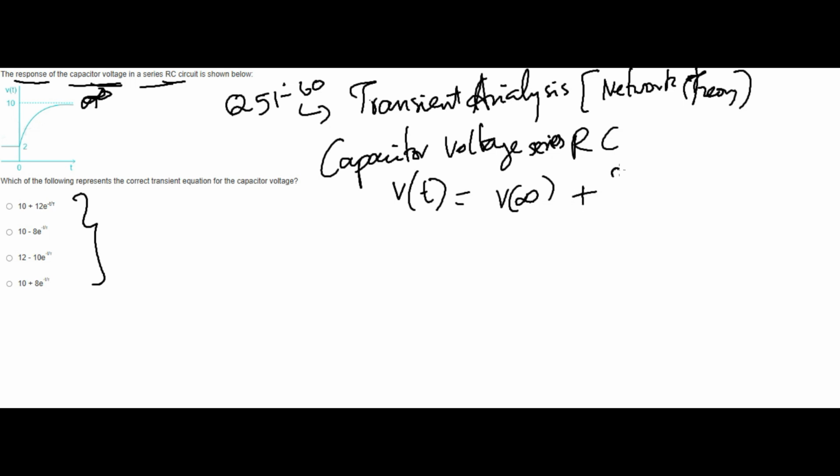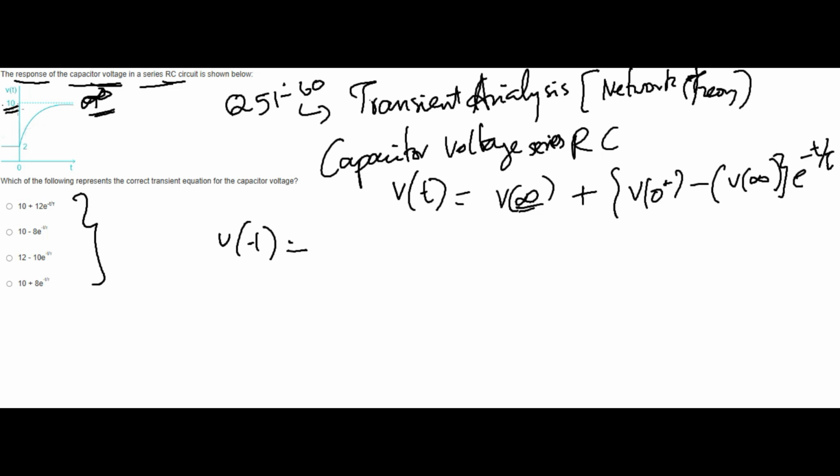V of infinity plus V of 0, and you have to eliminate the V of infinite. Don't write plus or minus for infinite because it may be any voltage, into e power minus t divided by the time constant. t represents a small time. So V of t is equal to V of infinite, because at infinite you get the voltage of 10, as the dotted line shows very clearly. So that is 10 plus what is 0?